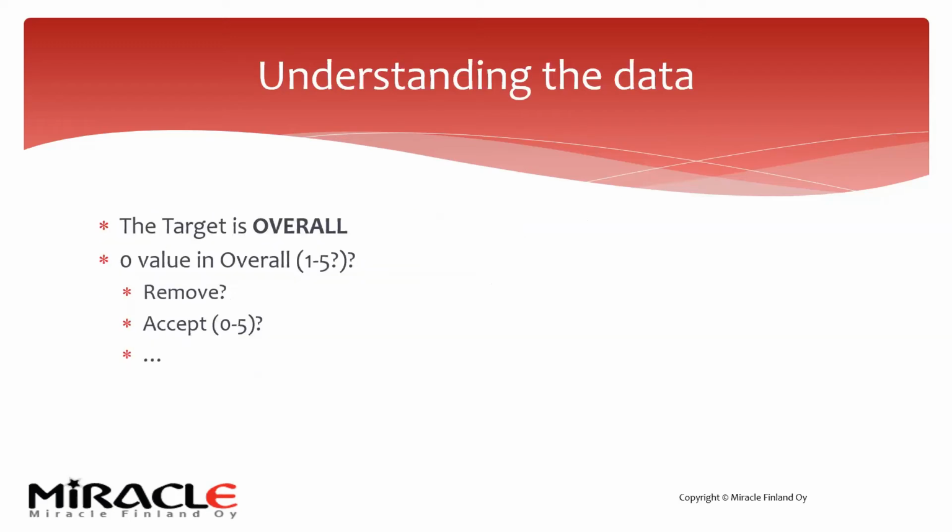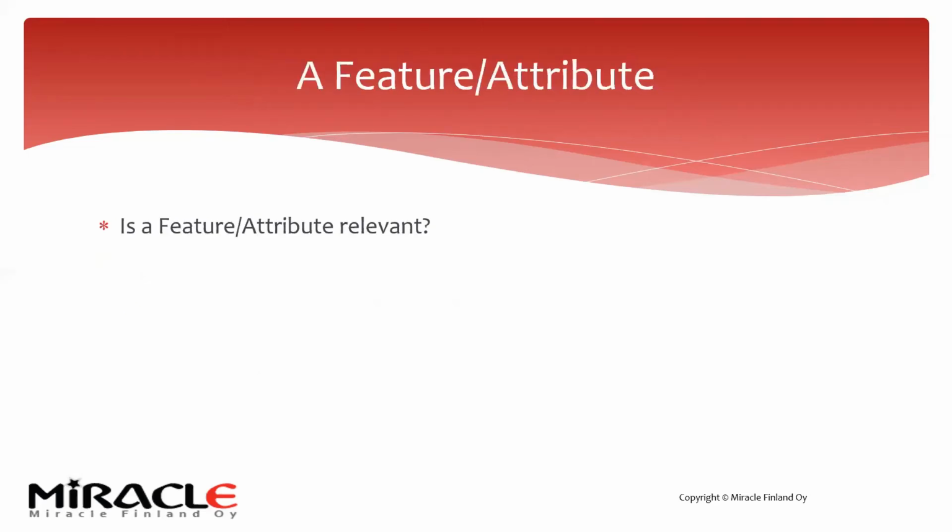So in our example, the target was overall, but suddenly I find 0 value in overall, even though I just told you it's going to be 1, 2, 3, 4, 5. Should I remove it? Or should I define that actually the values are between 0 and 5 and not 1 and 5? So all these kinds of things have to be considered and you have to understand the business itself.